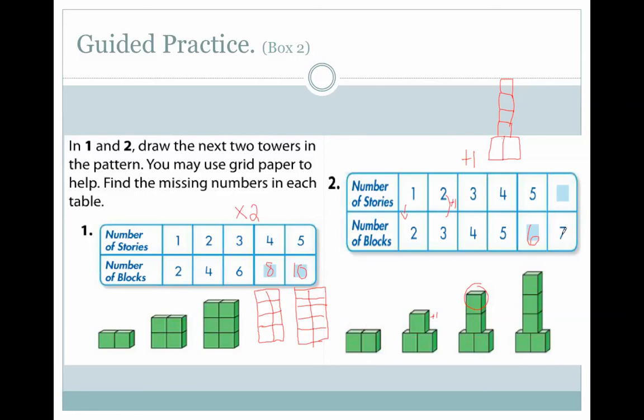Okay, now this one uses 7. So I know that there's 2 on the bottom. So 2, 3, 4, 5, 6, 7. How many stories? 1, 2, 3, 4, 5, 6. Or I could have just done the opposite of plus 1 because I'm going up, and I could have just subtracted. So that's how you use a table and drawing a picture to help you figure out the next 2 towers in the pattern.